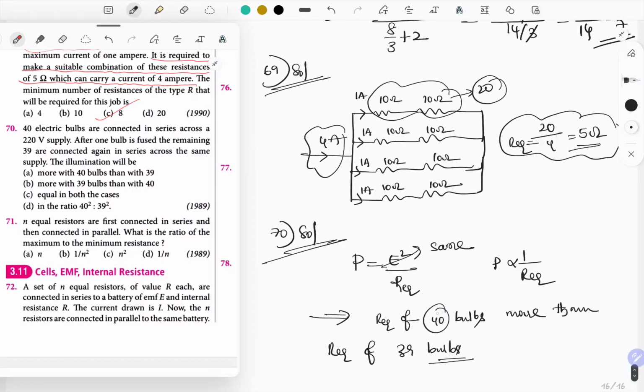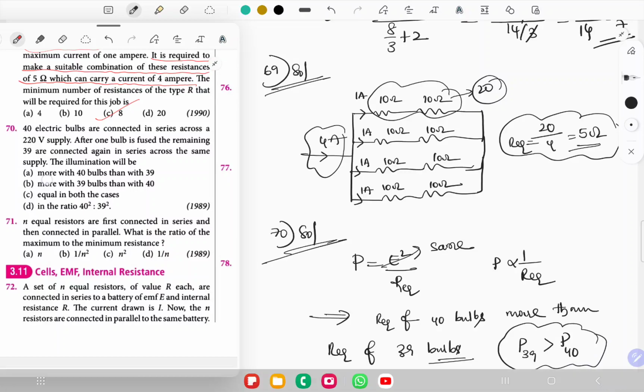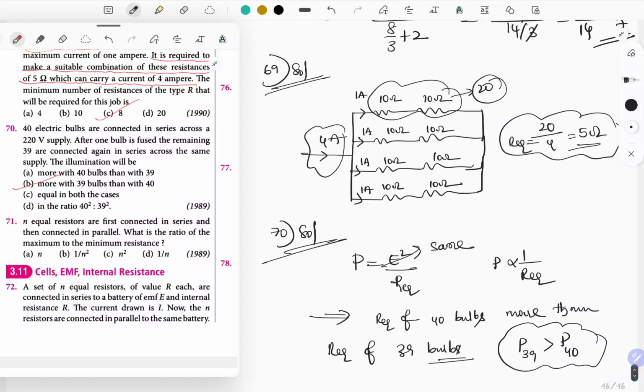Because 40 bulbs, in the sense, simply let me write it as 40R. This is going to be 39R. So we can replace it. So that's why the total power dissipated, as resistance is less, power dissipation is more, right? So power dissipated by 39 bulbs is greater than power dissipated by 40, because equivalent resistance is inversely proportional. So option B is the correct answer.